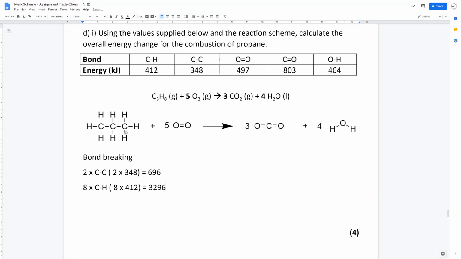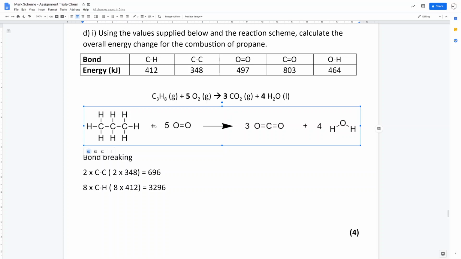Okay, and that is 8 times 412 is 3,296. Okay, so that's that first molecule done, but we've got to do everything on the left hand side of this arrow.